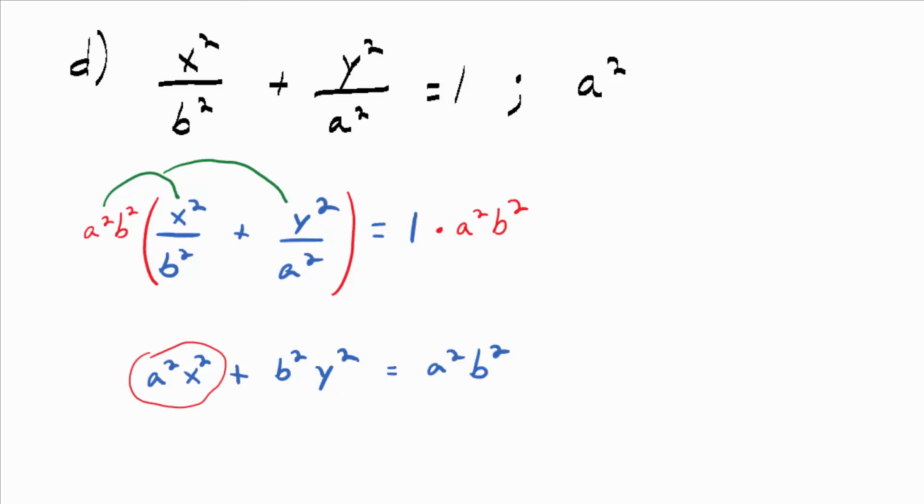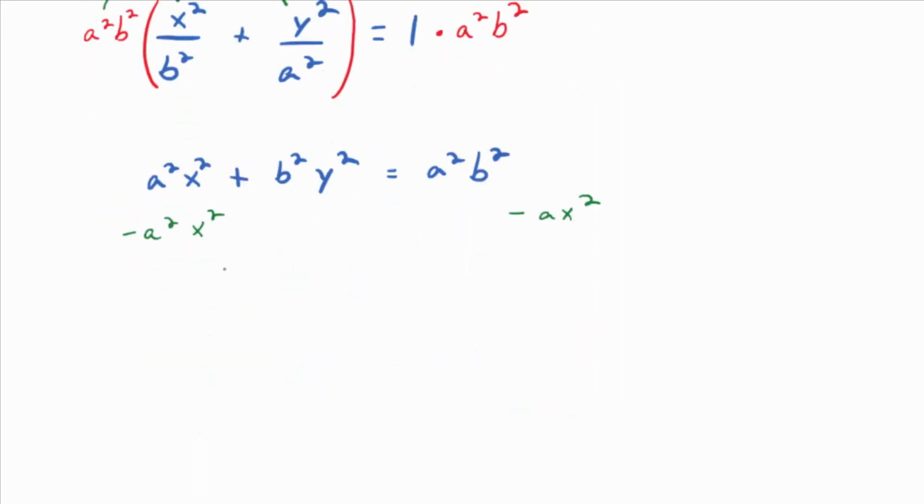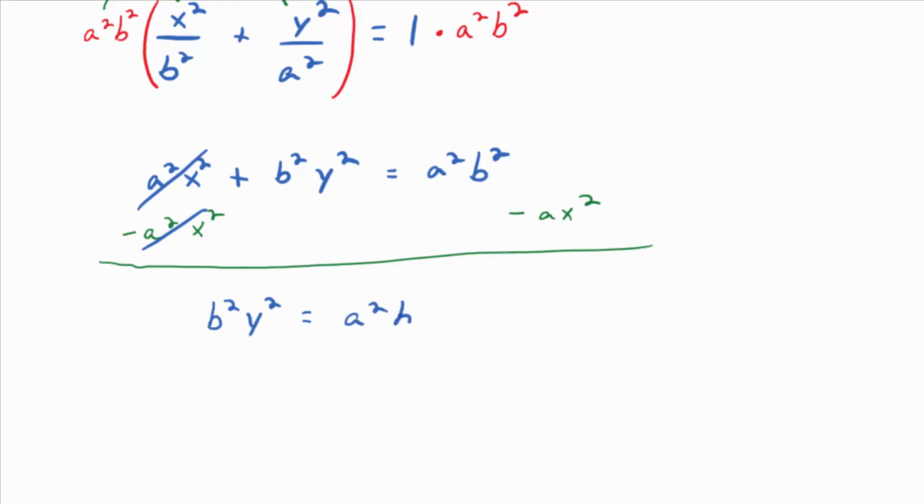So can you guys tell me how I would get that a squared x squared to the other side? It's connected to b squared y squared by addition. So to undo, to reverse addition, you subtract. So subtract a squared x squared from both sides. Is everybody with me? What do I end up with if I do that? So b squared y squared. Then on the right side, just a squared b squared minus ax squared.